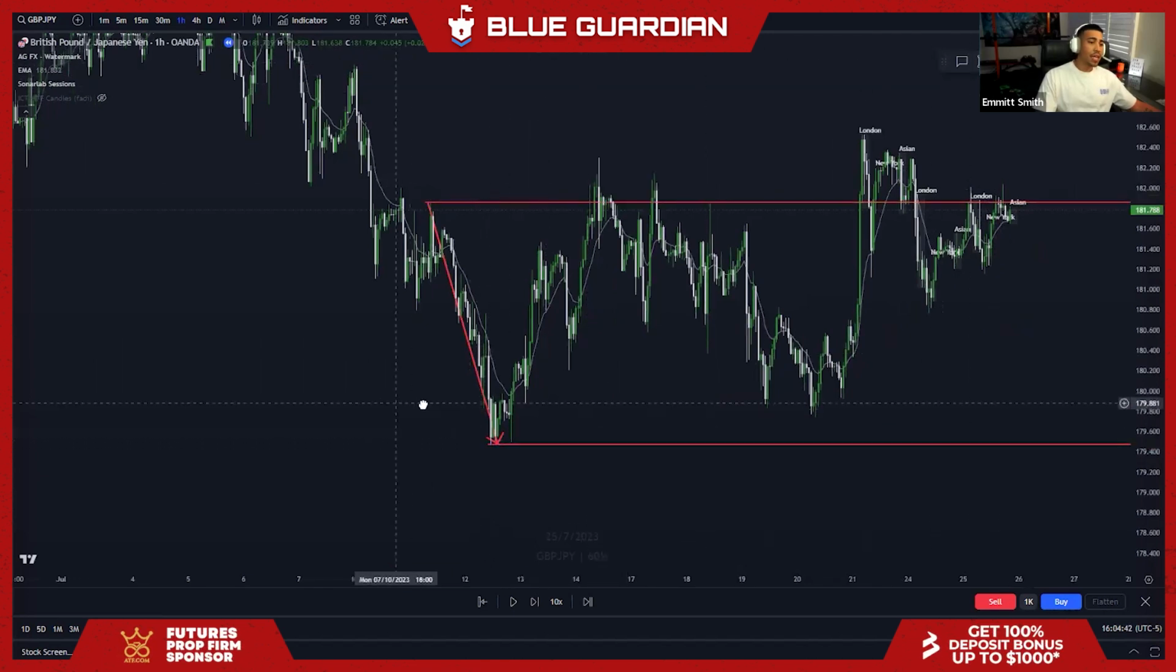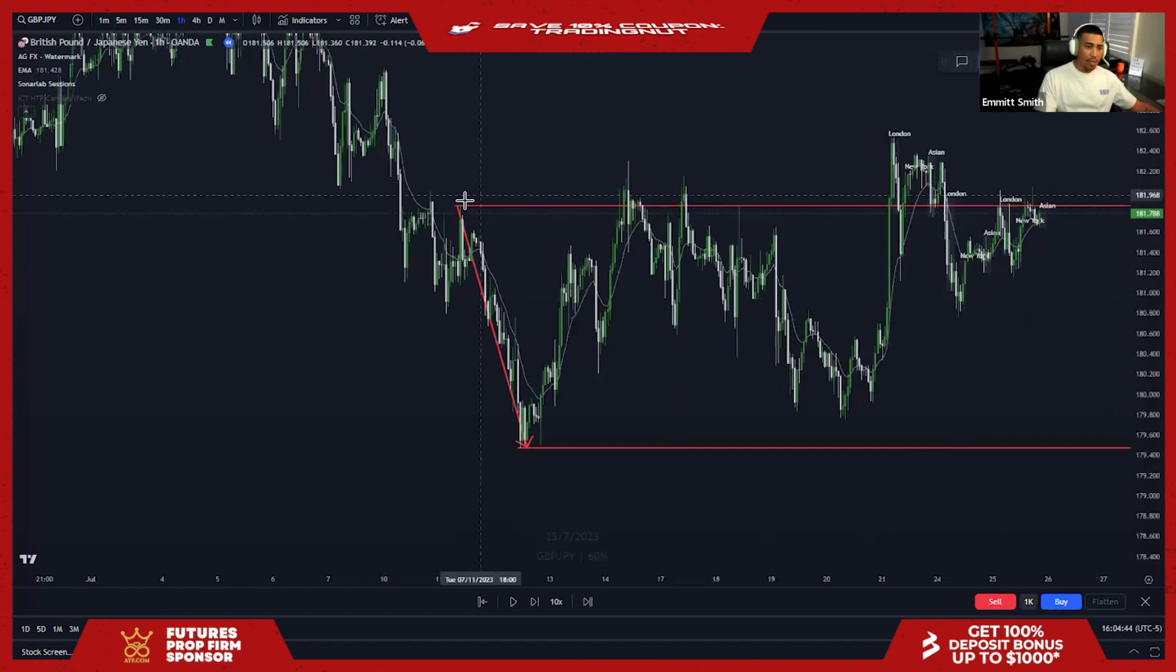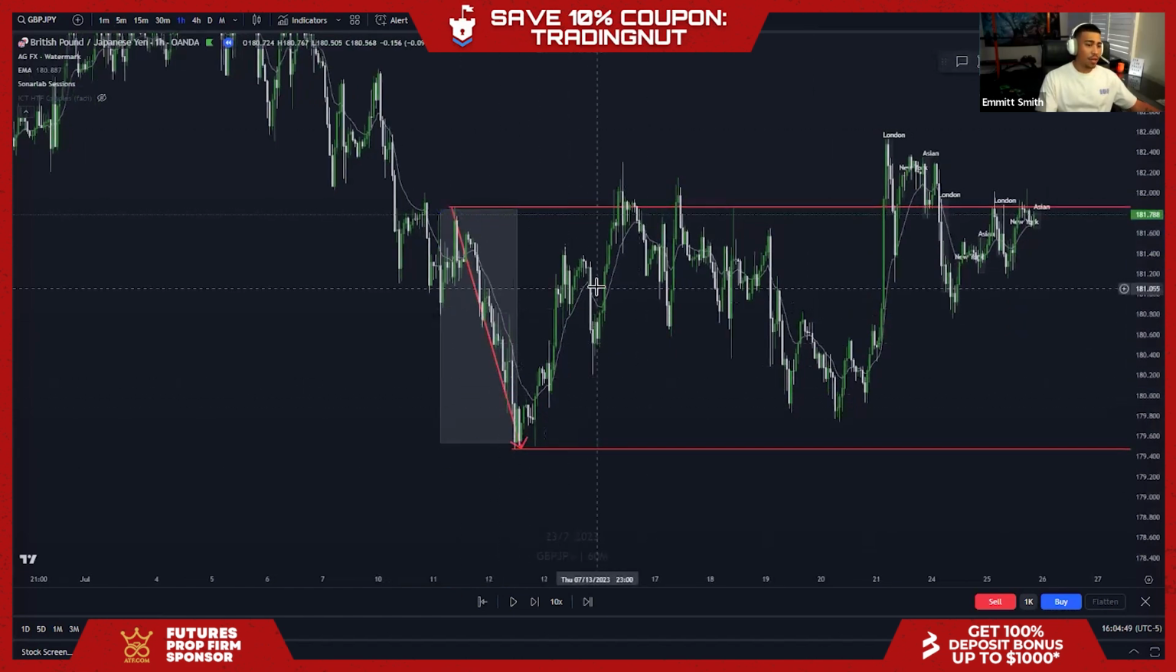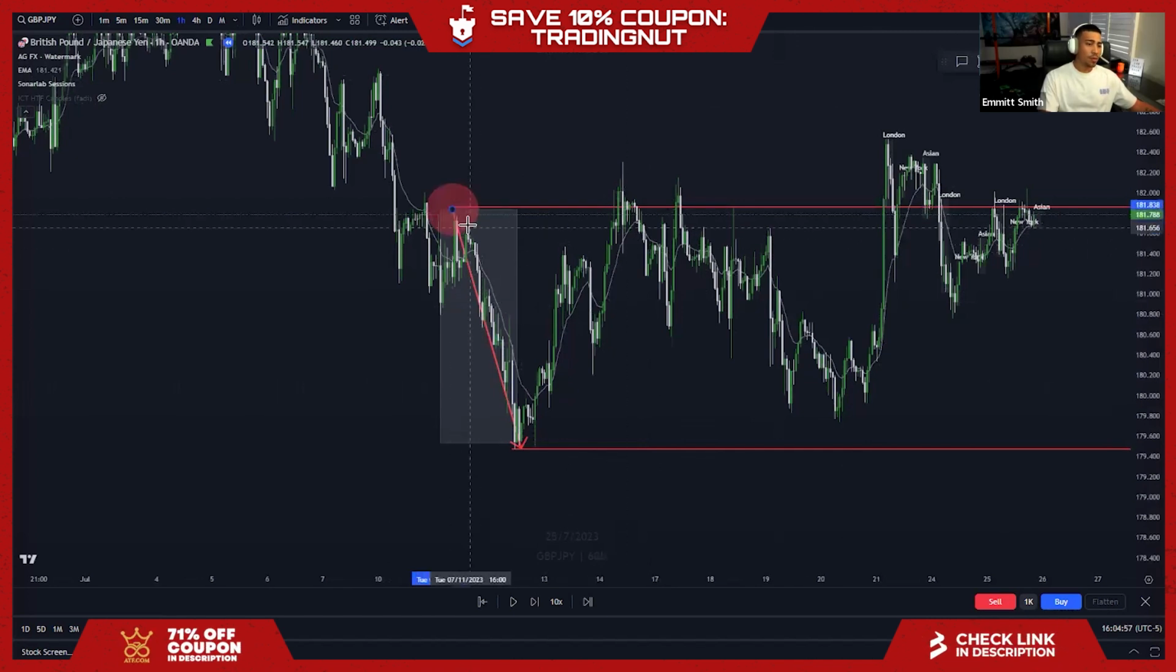So I understand this entire time, and let me mark it out as mechanics, here's the impulsive leg sitting right here. I understand on lower time frame for this entire sideways range, when I go down to the 5 and 15-minute time frame, I'm only looking for sells until we break beyond the swing point sitting right here.